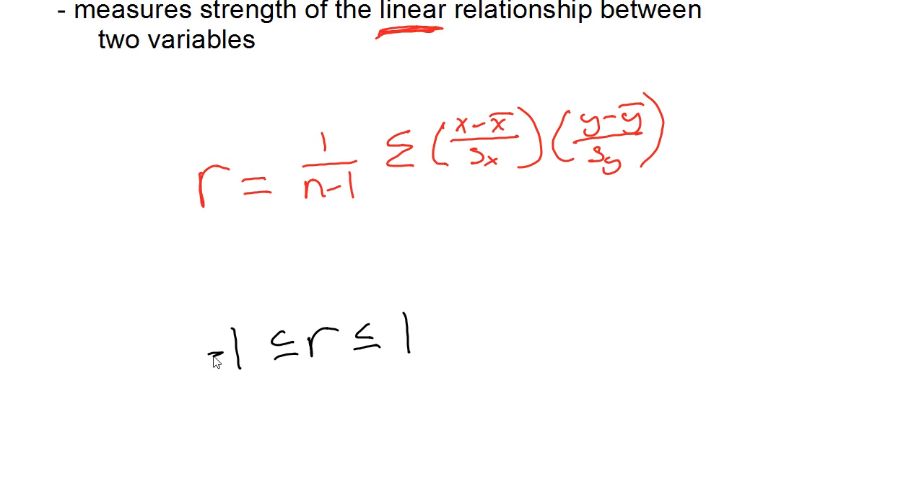And for correlation coefficients, it doesn't matter what units. So in other words, the units of your x can be different from the units of your y. They're still calculated the exact same way. We don't worry about the units or anything for the R.